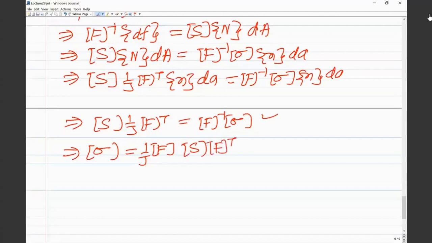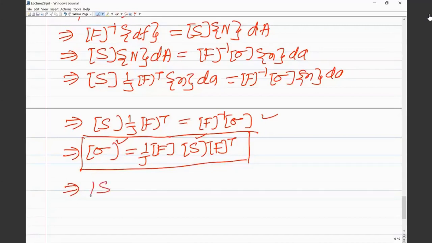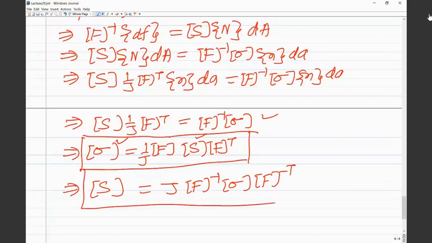So this is the relationship between the Cauchy stress sigma and the second Piola-Kirchhoff stress tensor S. So sigma is equal to 1 upon J F into S into F transpose. And the other relationship you can express if you post-multiply by F inverse transpose on both the sides. So you will get S equal to J into F inverse into sigma into F inverse transpose. So you get this as another relationship.